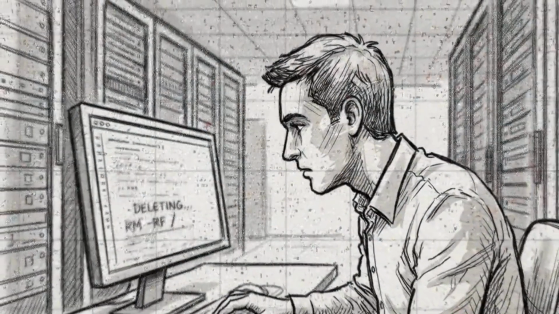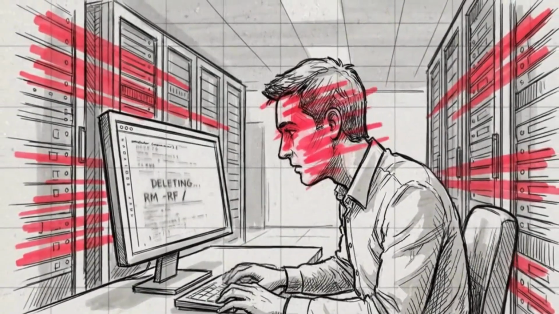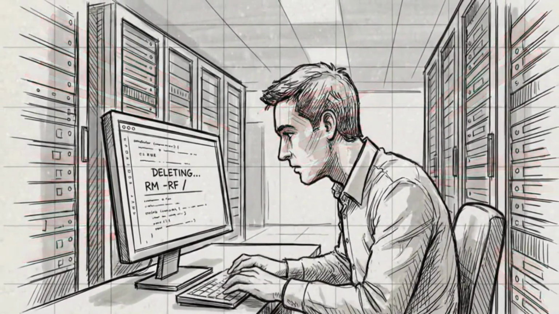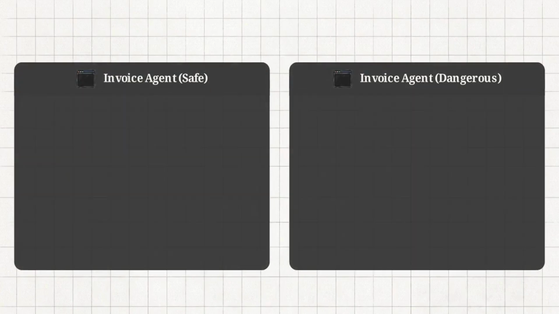Giving an AI agent direct access to a shell environment carries inherent risk. An agent executing commands autonomously can act wrongly without asking. Look at this split-screen terminal. On the left, an agent safely runs a simple grep command to read an invoice. On the right, it attempts to overwrite the file entirely.